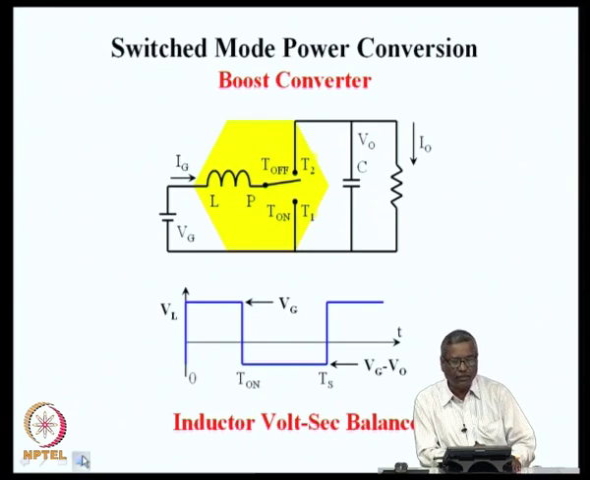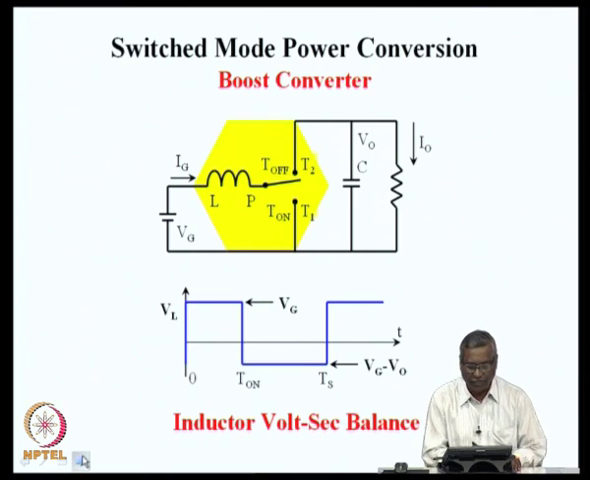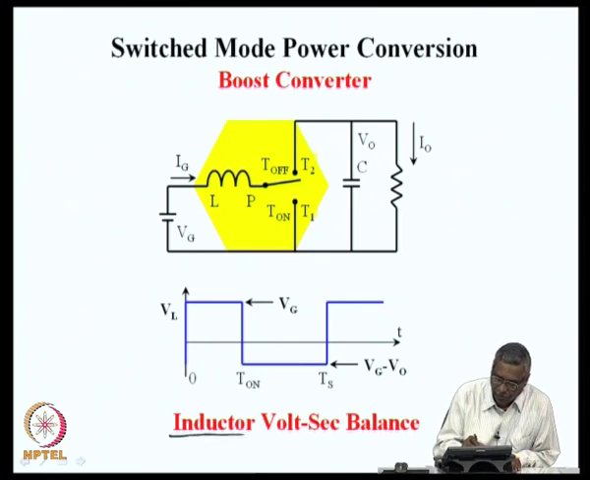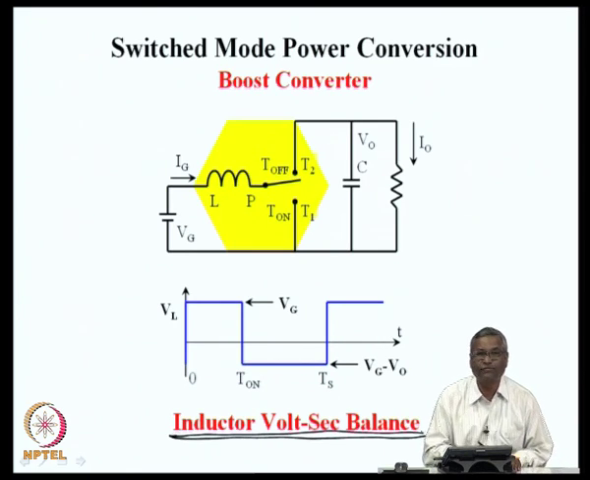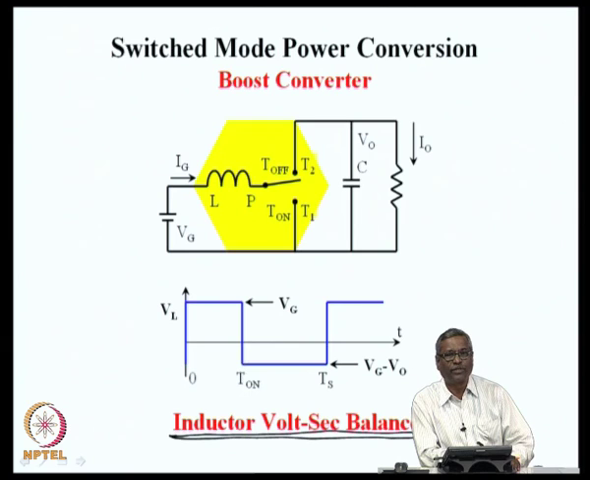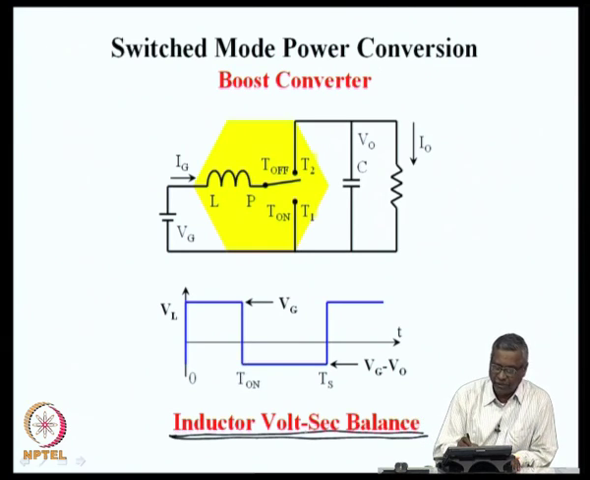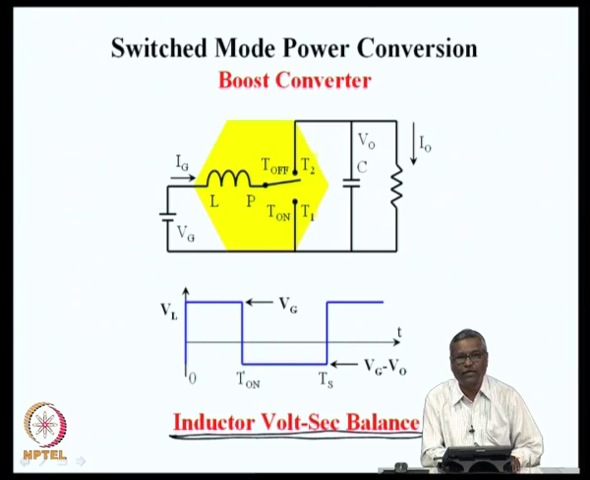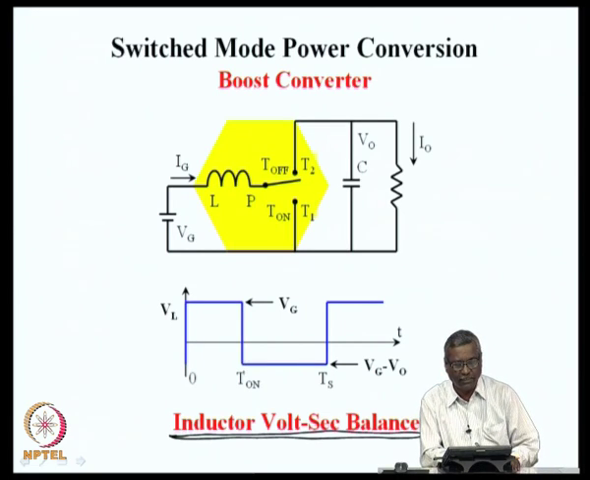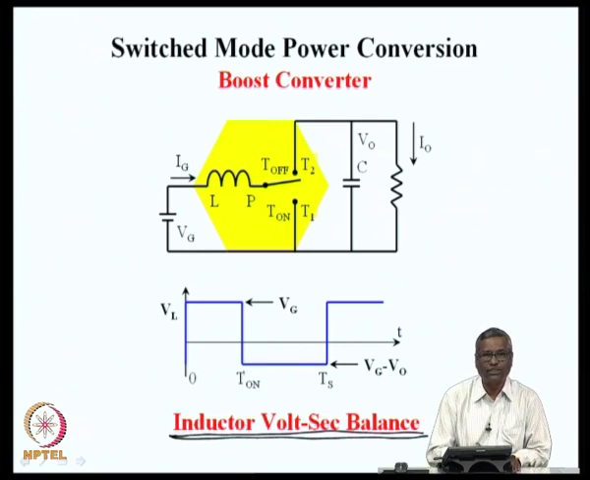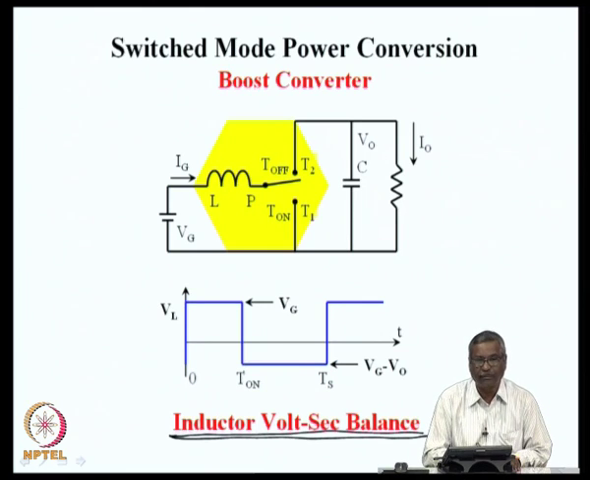We had seen that the voltage conversion ratio of any power converter is always obtained by applying the principle of volt second balance on the inductor. This is the first step in finding out the ideal voltage conversion ratio. So, in order to do that, we draw the voltage across the inductor for one cycle.